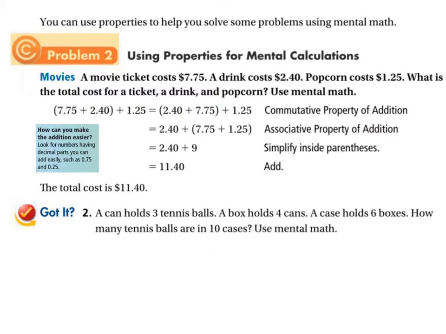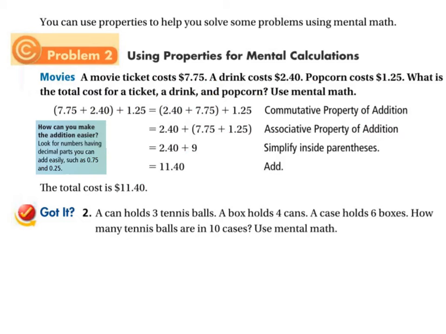Instead of grouping those two and doing them first, we're going to group these two and do them first, the associative property of addition. When you do that, you get a nice whole number, 9. And then it's easy to add 9 with 2 and get 11 plus the 40 cents. Okay? And it says, how can you make the addition easier? Look for things that add together nicely, compatible numbers. Okay? So that's the cost.